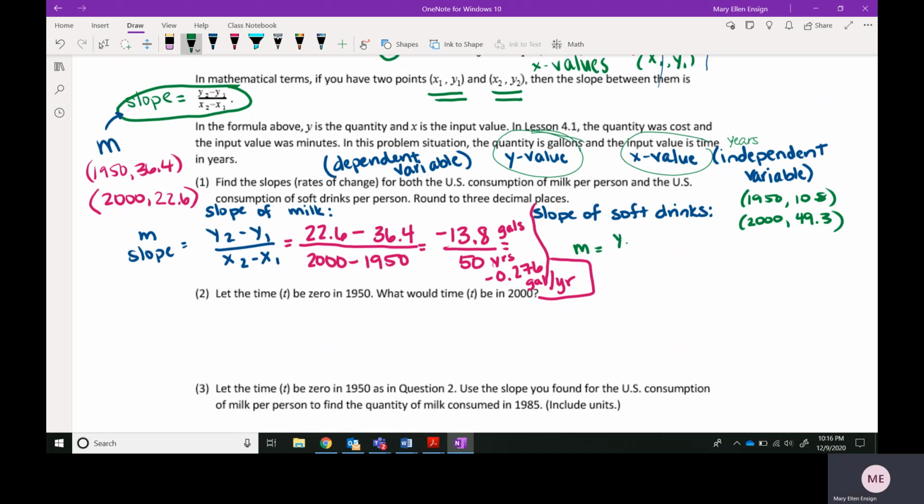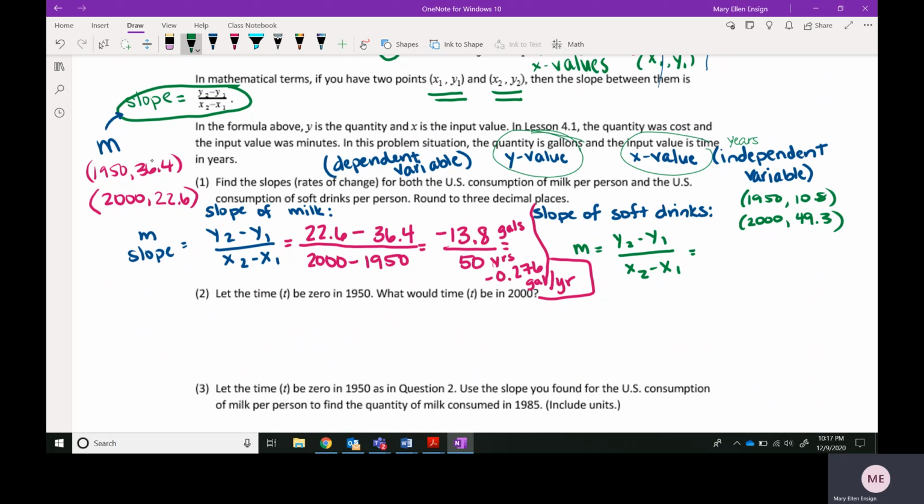We're going to take y2 minus y1 over x2 minus x1. Again, I told you before that it doesn't matter which one you call point 1 and point 2. Let's look back at the other one for a second. If I had switched these and said I'm going to do 36.4 minus 22.6, I'd have a different order on top, and that's okay. I would have ended up with positive 13.8.